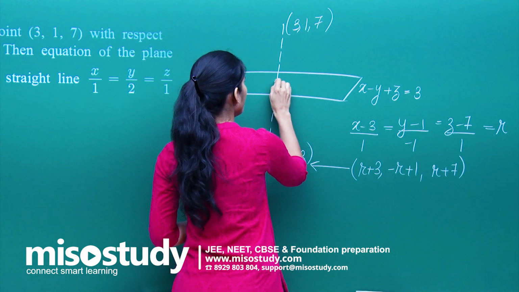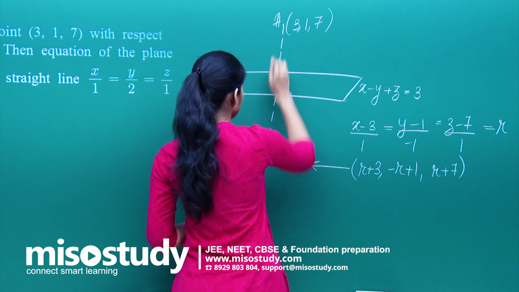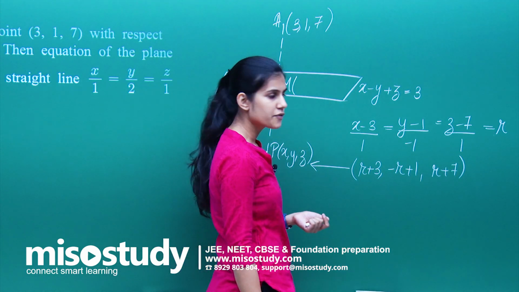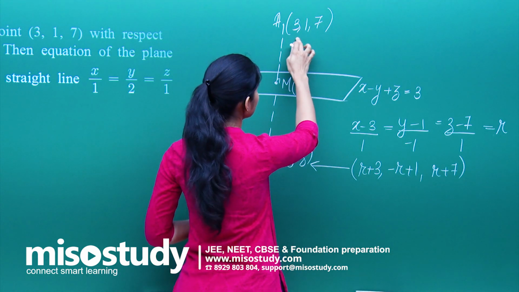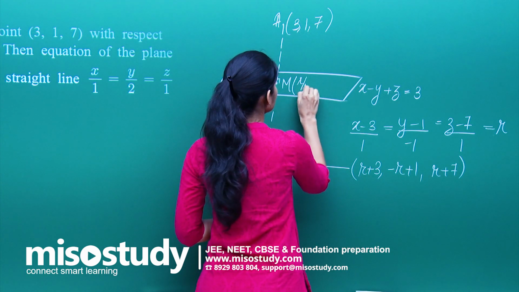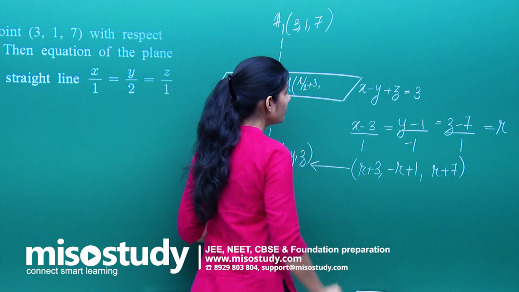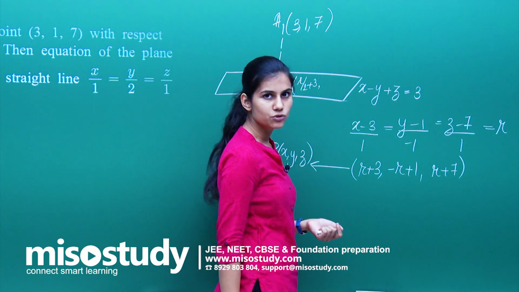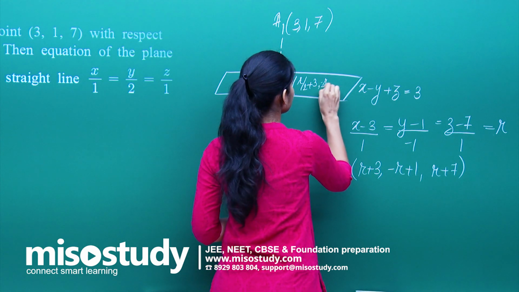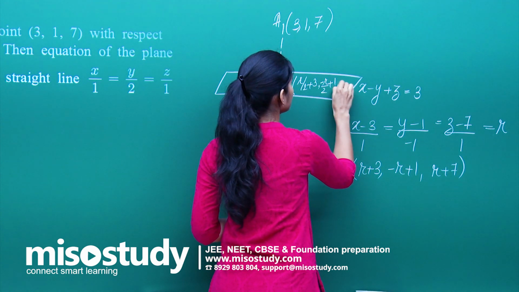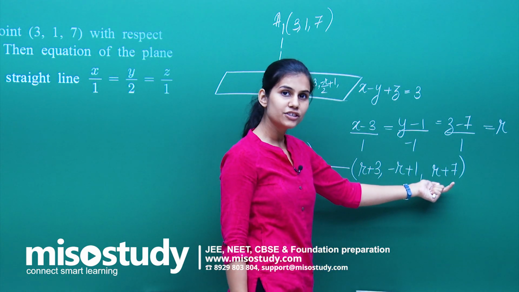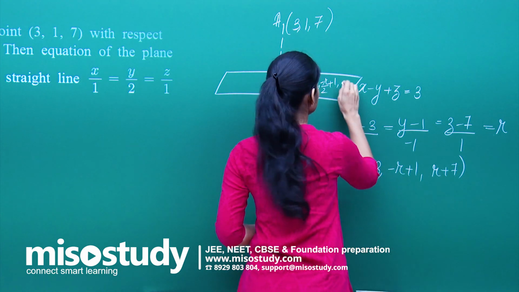Talking about the midpoint of this particular segment, say AB or AP, say M is the midpoint. What will be the coordinates of the midpoint? It will be r plus 3 by 2, so r plus 6 by 2, which is r by 2 plus 3, comma minus r plus 1 by 2, so minus r plus 2 by 2, minus r by 2 plus 1. And then you have r plus 7 by 2, which is r by 2 plus 7.